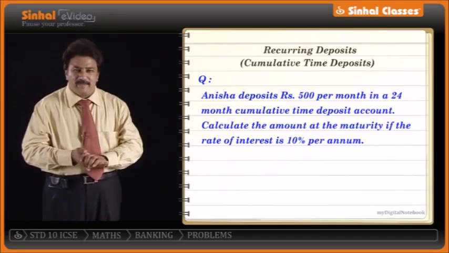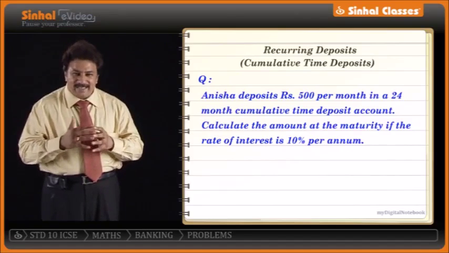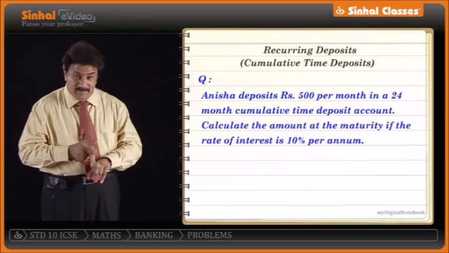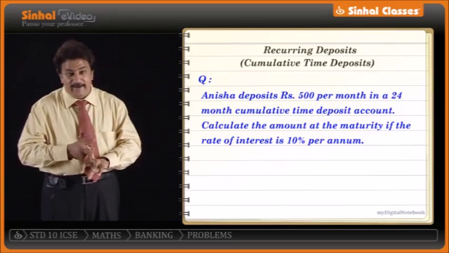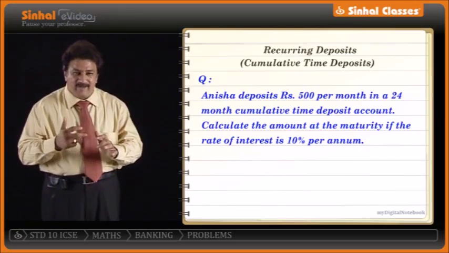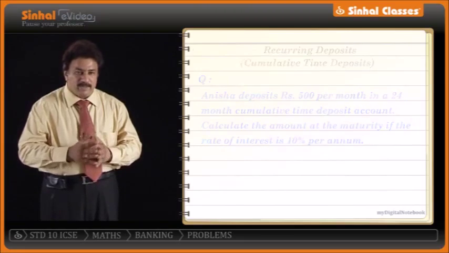Now in this type of sums, first of all, the most important thing is that the entire sum is divided into three parts. First, you have to find the total principal. Then you have to find the interest. And then the third is maturity amount. Now all these three have got their own formulas. What's the formula to find the total principal?